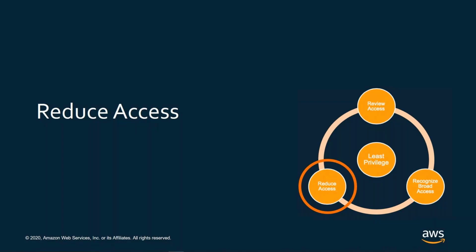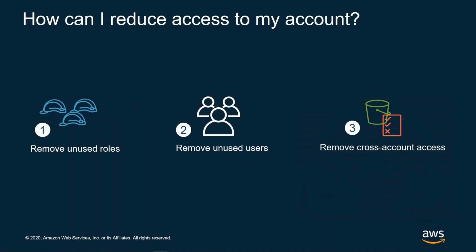Once you recognize broad access, you want to now remove it. Here in this section, I'll talk about a few options to reduce access to your account. First, you can review when a role was last used and remove unused roles. Role last used is a timestamp that shows when someone used a role's credentials the last time to take an action. This helps you condense roles in your account to just the relevant ones and simplify your permissions management process.